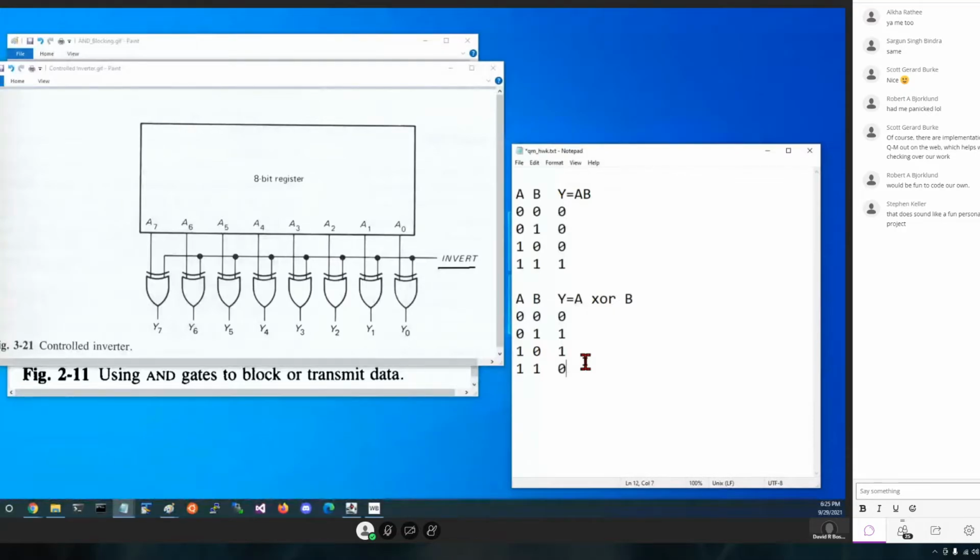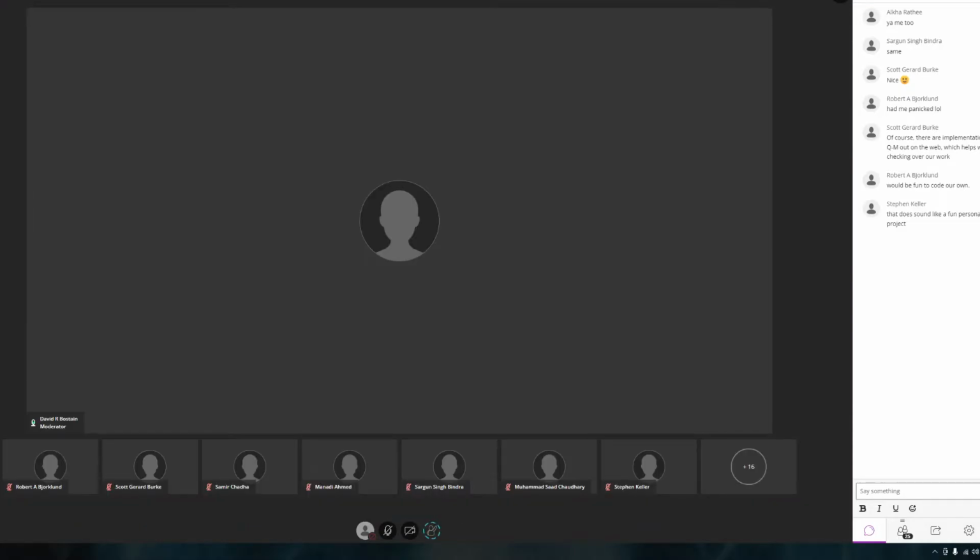And again, this is one of the problems somebody might give you, and you have to realize, oh, yes, I need to invert all the bits. How do I do that? Well, a way to do that is using a controlled inverter.